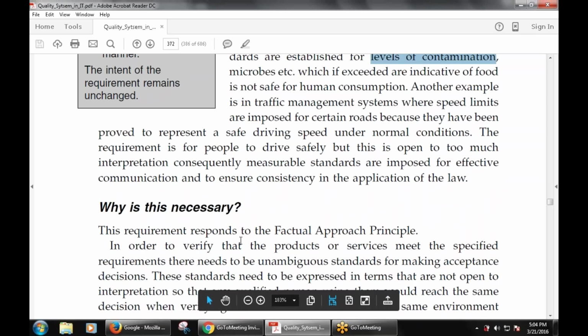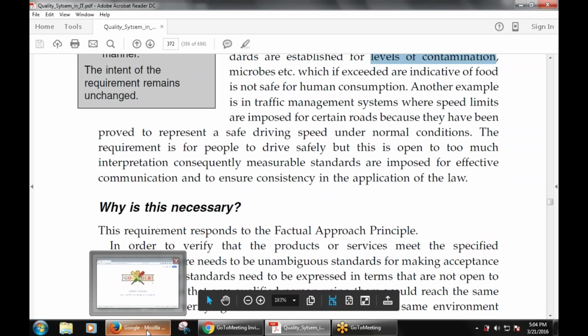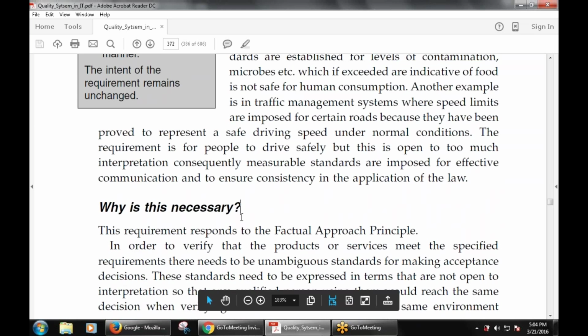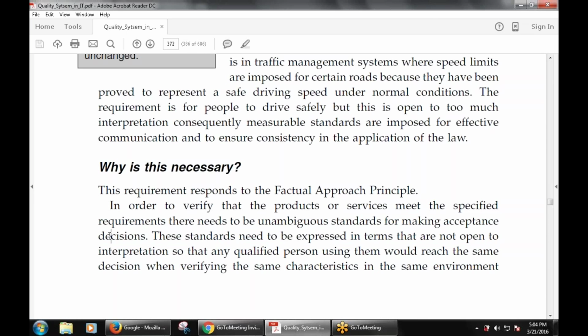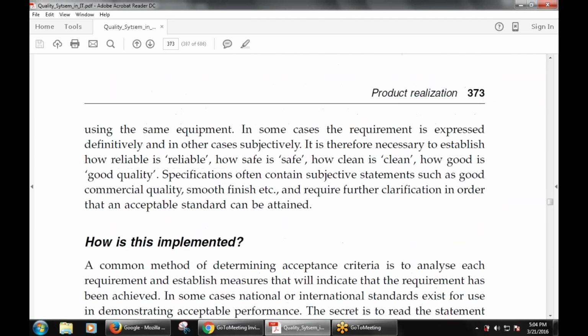Now, why is it necessary? It responds to the factual approach principle, that is, meeting the requirement that is used for effective communication. In order to verify that the product or service meets the specified requirement, there needs to be an unambiguous standard that is used for making the acceptance decision. These standards need to be expressed in terms that are not open to interpretation.